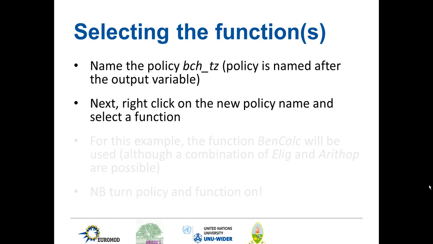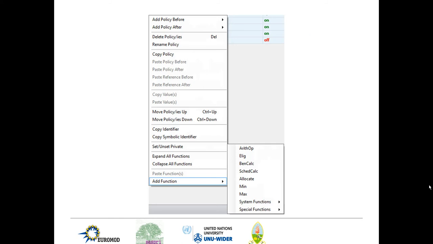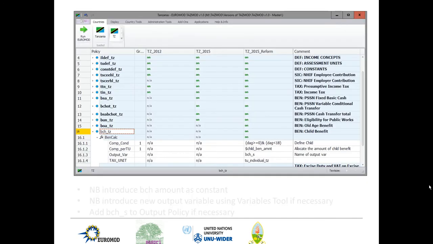Next, we right-click on the new policy name and select a function. And for this function, BenCalc will be used, although we could have done a combination of Elage and Arithop as before. And we must remember to turn the policy and function on. Okay, so this is it, the menus, and I'm going to take you through the actual model in a second. So we add function and we add BenCalc, and that puts in the new policy BCH_TZ, puts in the function BenCalc, it puts us in an eligibility condition and an amount per tax unit, which is equivalent to the formula, and an output variable and a tax unit.